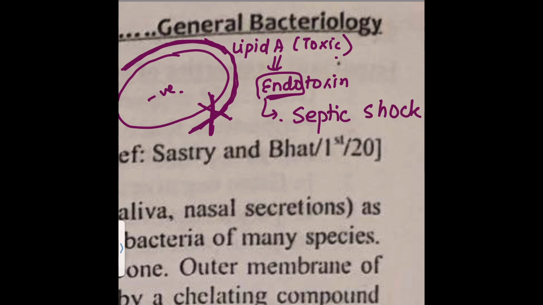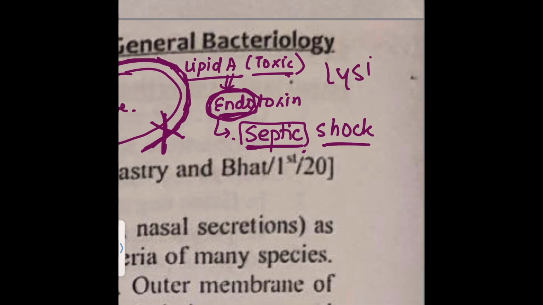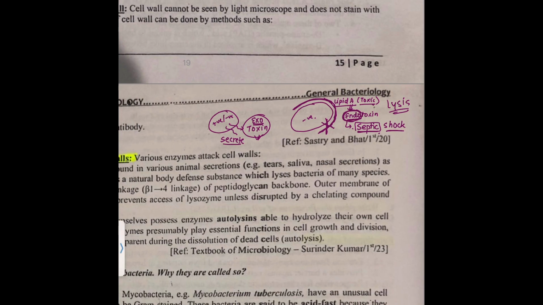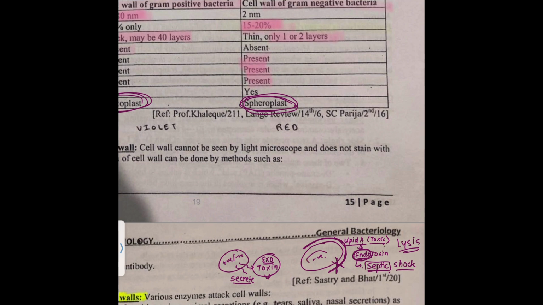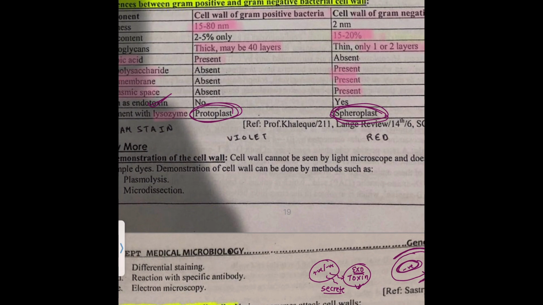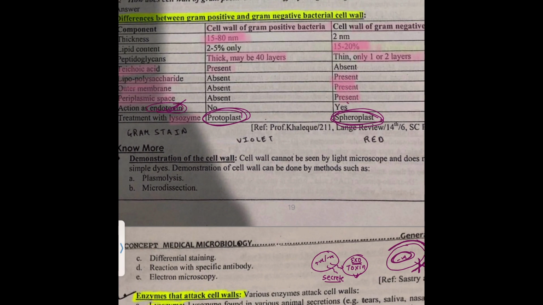Septic means organism-related shock. So lipid A in the outer membrane is toxic. It is basically endotoxin, which is responsible for septic shock, and we get it only after the lysis of bacteria, and it is found only in gram negative organisms. So endotoxin is only in gram negative organisms. Clear?